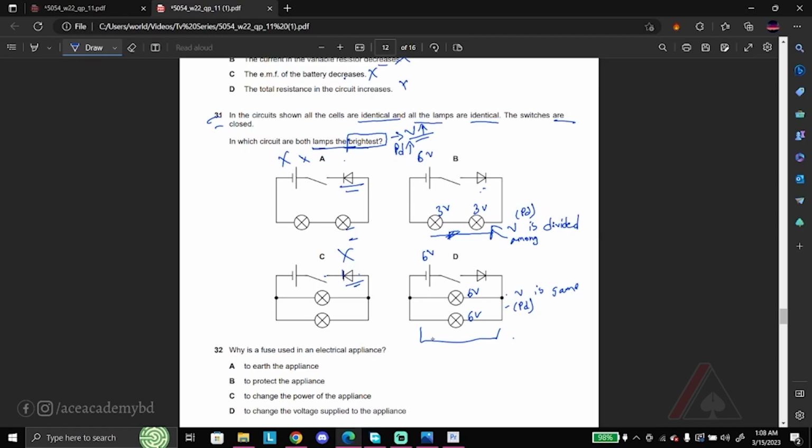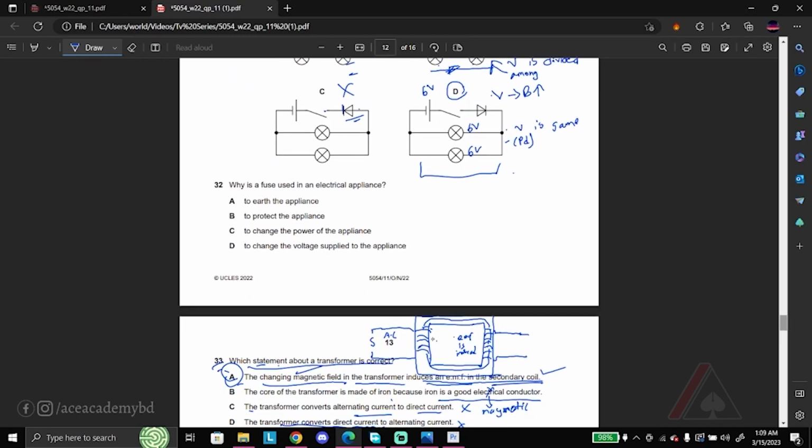So basically, here the PD will be divided, but there it won't be. So D would be the correct answer, as it will give the highest voltage possible, and this highest voltage would give us the brightest lamps.